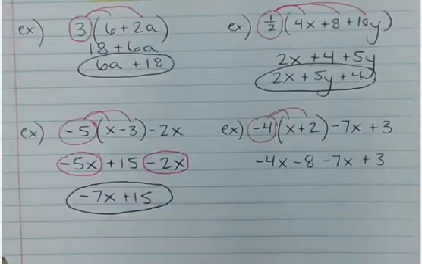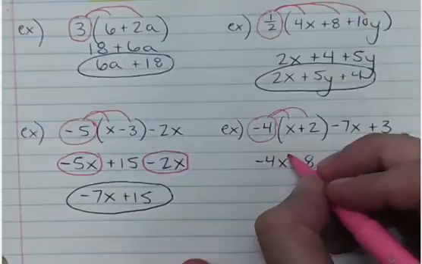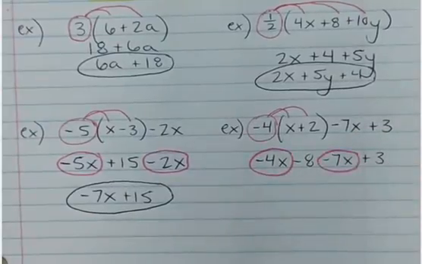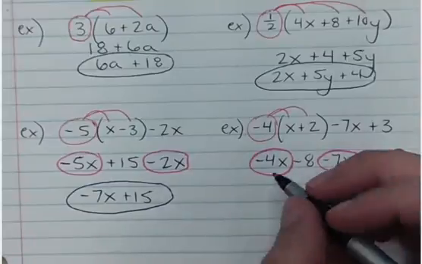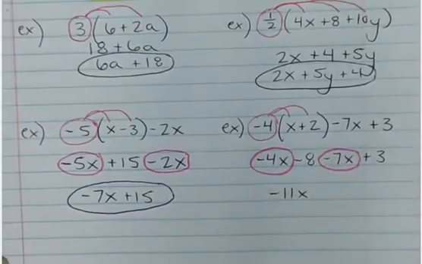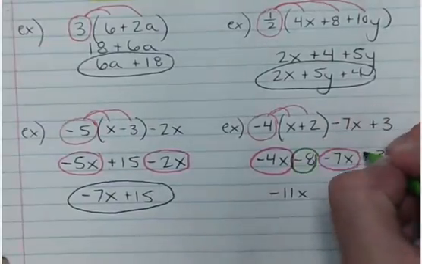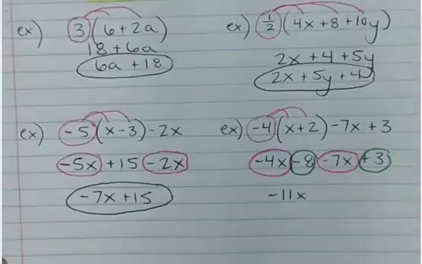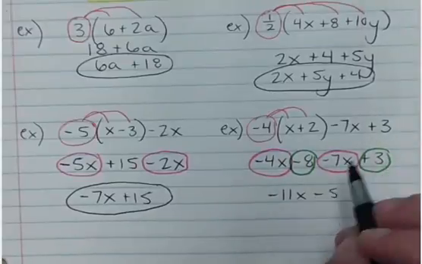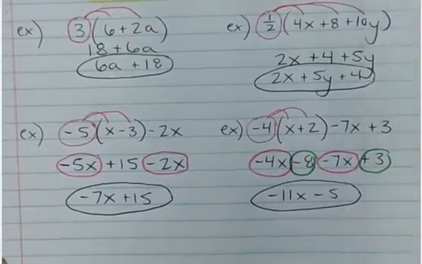So my next step is to look at what I can combine, if I can combine like terms. So I have -4x and -7x. When I add those two together, I get -11x. And then that leaves me with just my numbers, and I can combine those for -8 and +3, which ends up giving me -5. So my answer here is -11x minus 5.